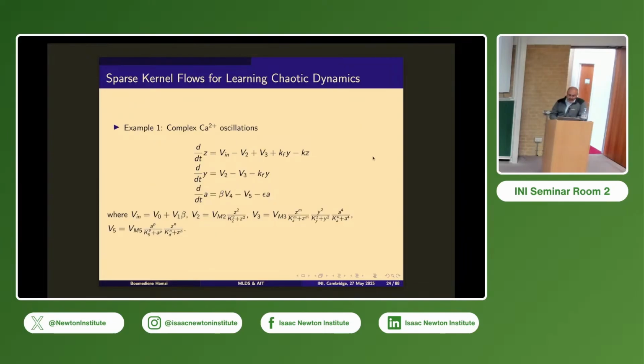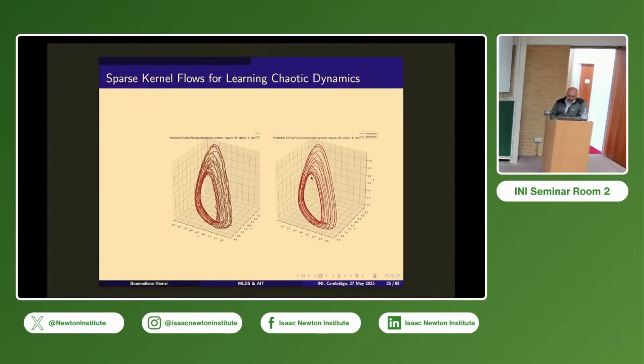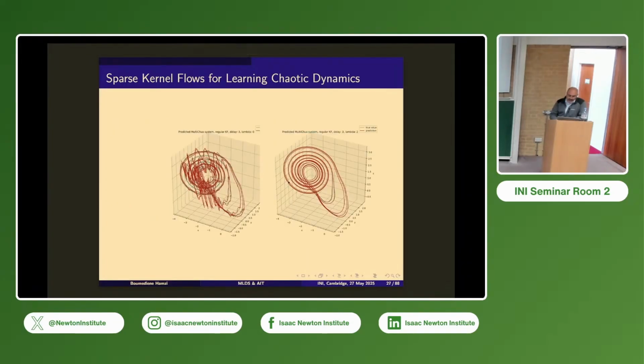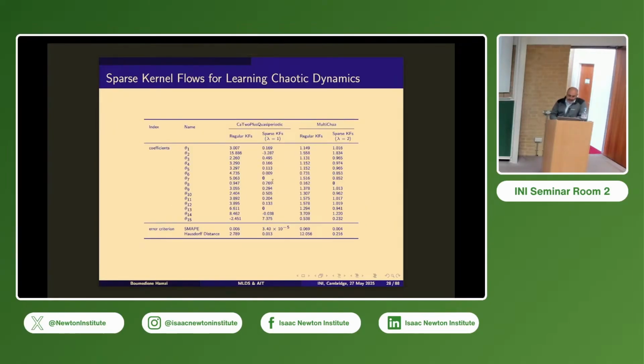We tried it. For example, one 3D example from chemistry. The database has many elements from different applications. In chemistry, we have this 3D ODE. This is the reconstruction of the attractor, true versus approximation, before learning and after learning the kernel. This is another example from electronics, and again before and after learning the kernel, these are the different attractors. Here, for example, these are the coefficients that we had. Some of the coefficients in the large kernel get zeroed.